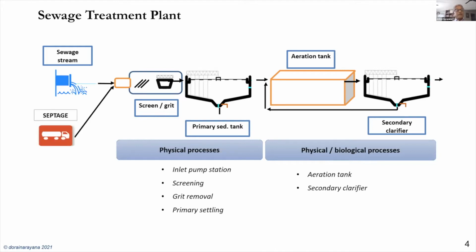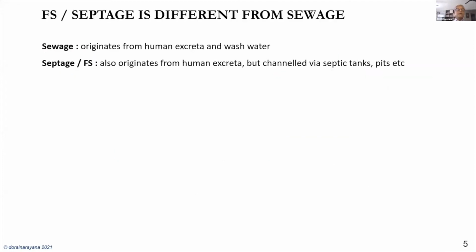And now we are going to add septage or fecal sludge into the inlet of this sewage treatment plant. And then we are concerned, when we do this, about what impacts might happen to the processes that are going on, right? So this is basically the topic we are talking about.